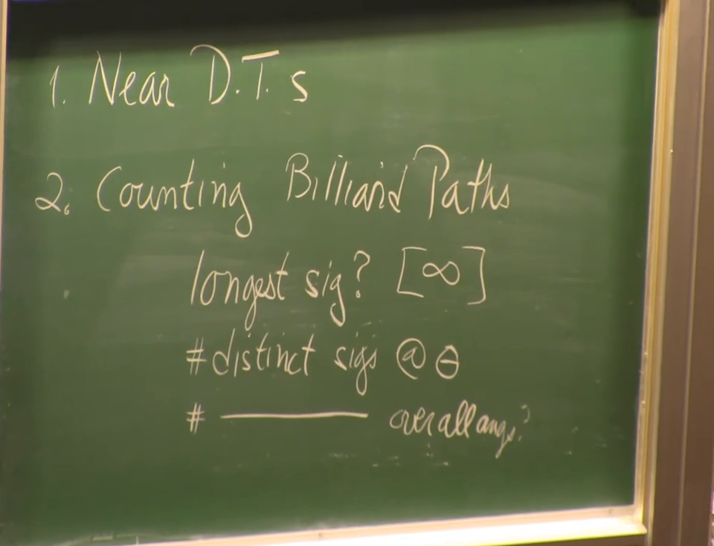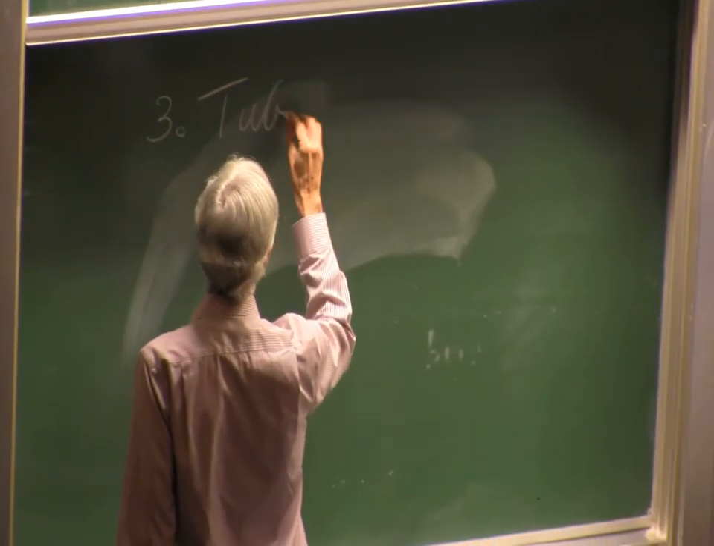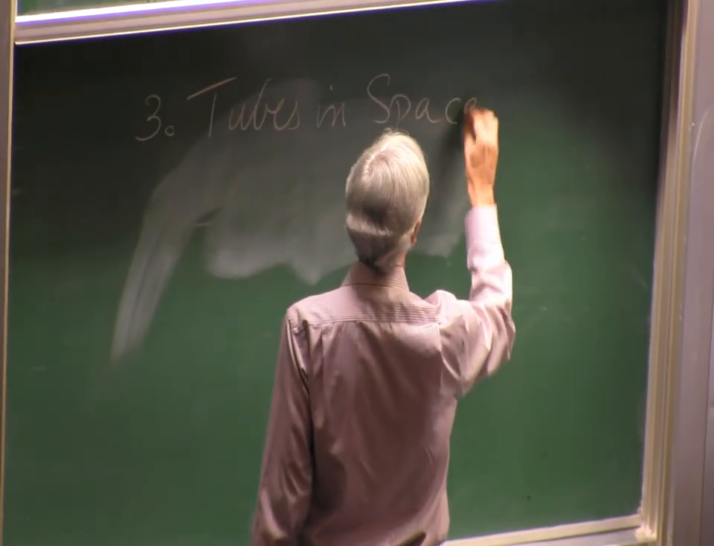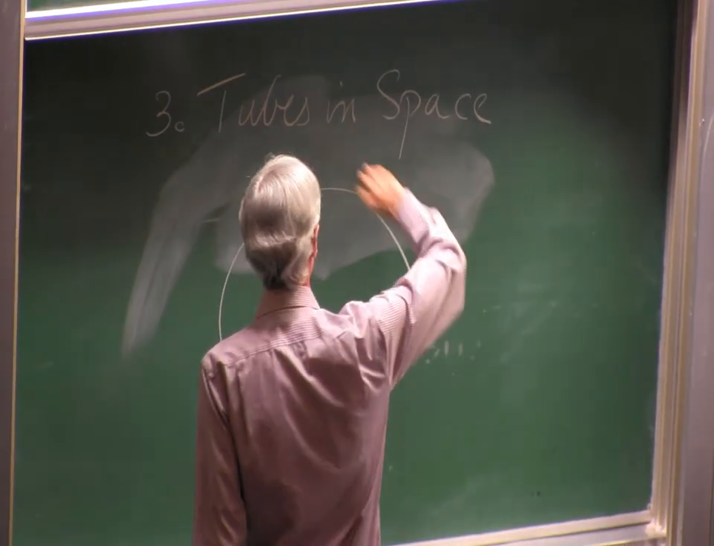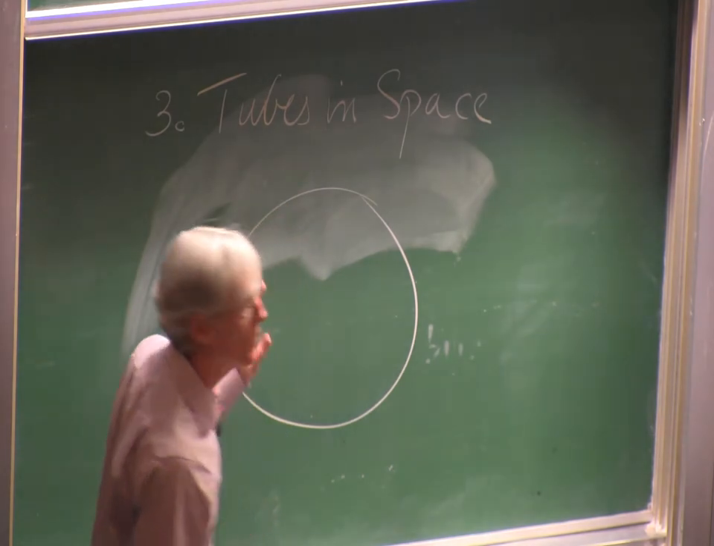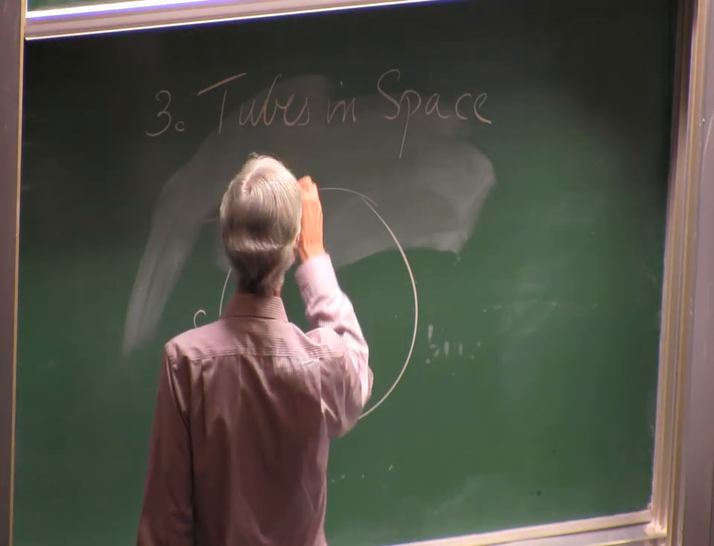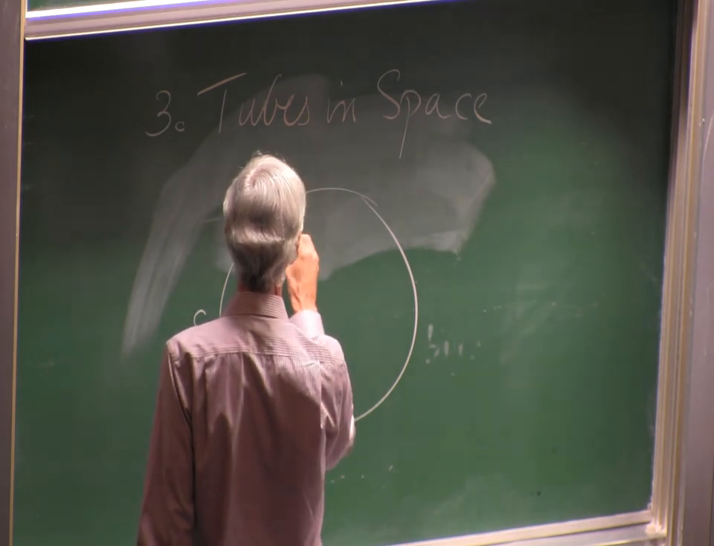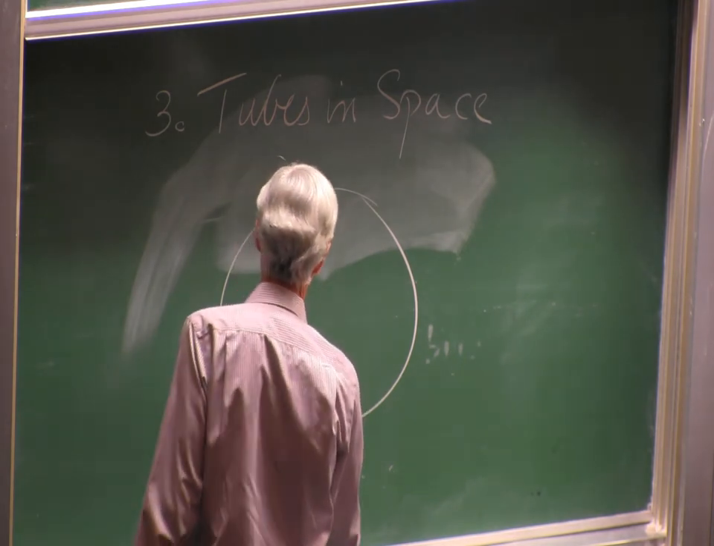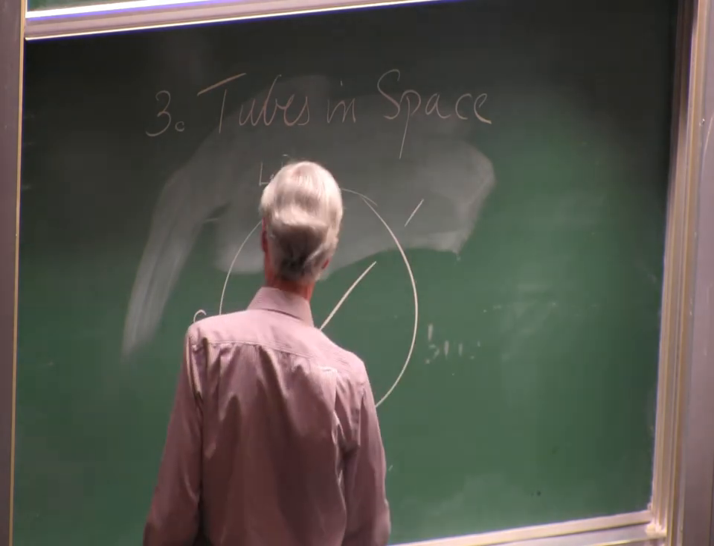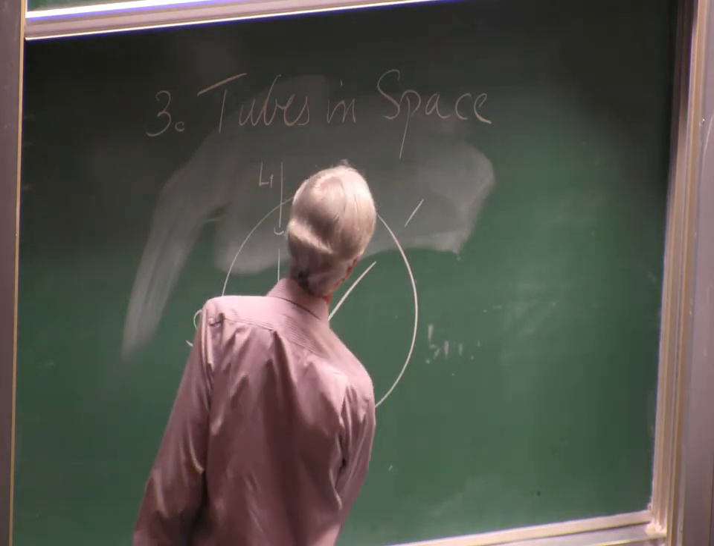So the third problem is to space. So what I mean is, you have a sphere, and you put a line through it, comes out here, and another line, etc. But we just have one.